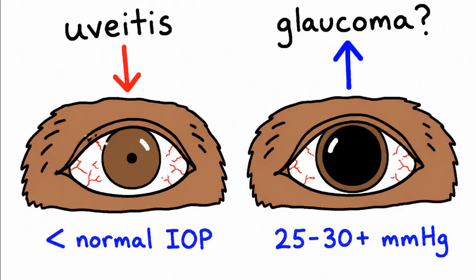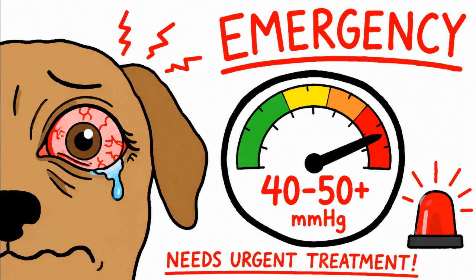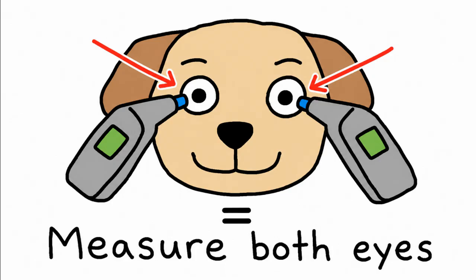Uveitis commonly produces pressure below the normal range, whereas persistent readings above approximately 25 to 30 are concerning for glaucoma. Pressures around 40 to 50 millimeters of mercury or higher require emergency treatment. Both eyes should always be measured for comparison.